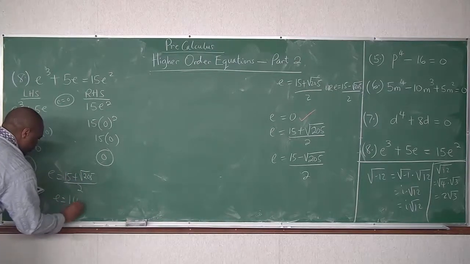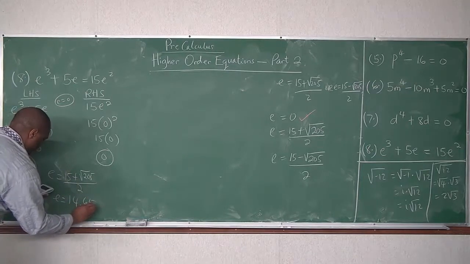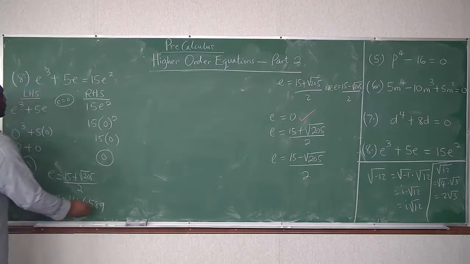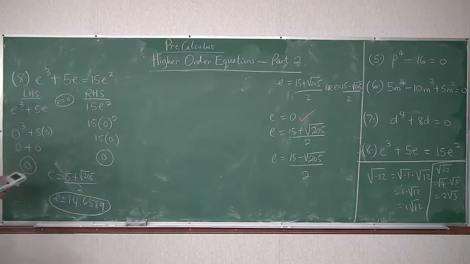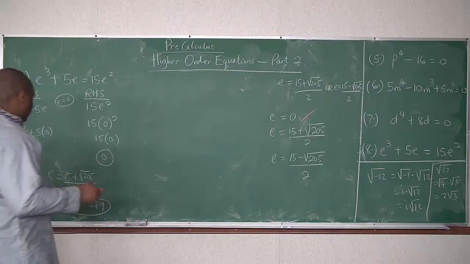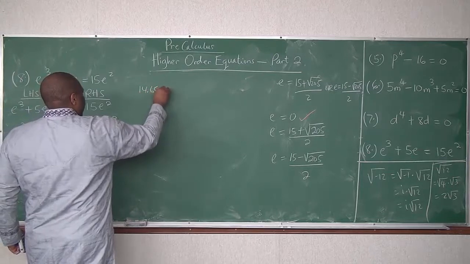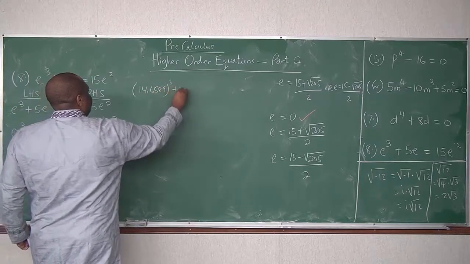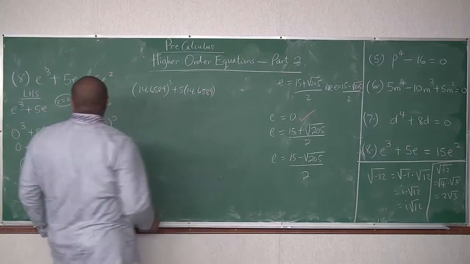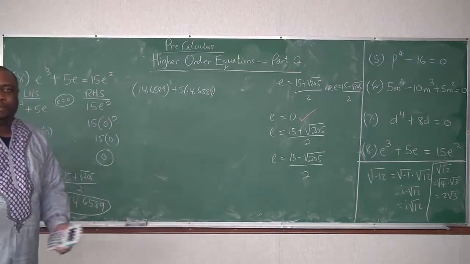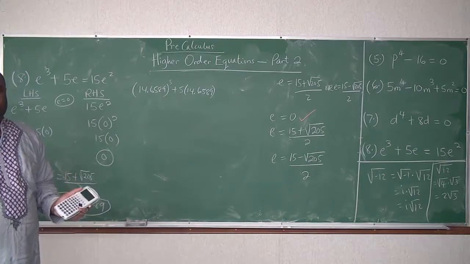I'm gonna round it to at least 4 decimal places, 14.6589, and I'm gonna check it like that. So if I do that, what am I gonna get now? 14.6589 all cubed plus 5 times 14.6589. Let's do this. Now, some of you might ask me, why did you choose 4 decimal places?